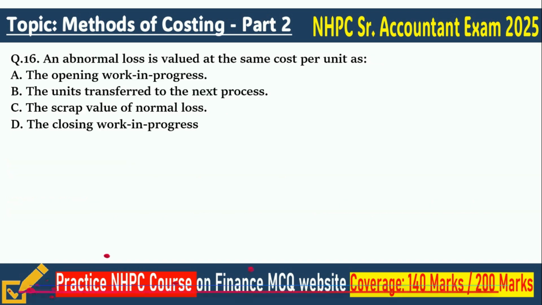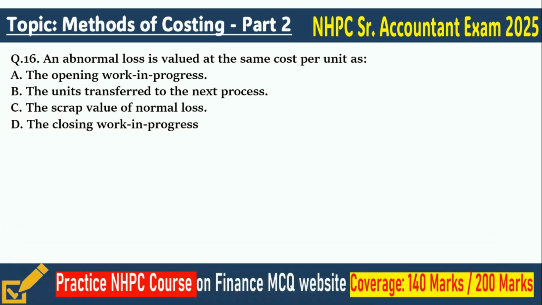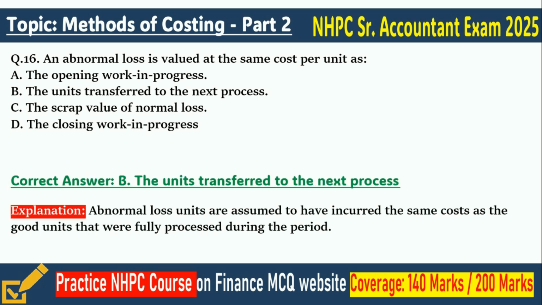An abnormal loss is valued at the same cost per unit as option A, opening work in progress, option B, the units transferred to the next process, option C, the scrap value of normal loss, and last option, the closing work in progress. So friends, a question from process costing. The correct answer is option B, which says the units transferred to the next process. So friends, abnormal loss units are assumed to have incurred the same cost as the good units that were fully processed during the period. Next question.